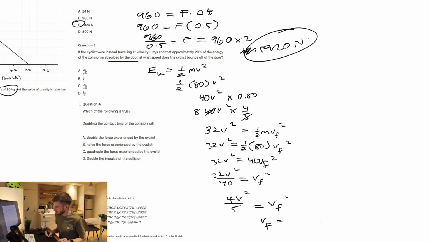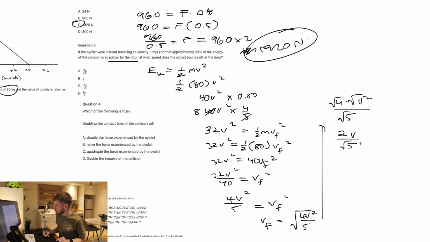And so vf, the final velocity, would be the square root of this, which would be the square root of 4v squared over 5. If we simplify that, we can go square root of 4, square root of v squared, all over the square root of 5, which gives us 2v over the square root of 5. And so the only option there is going to be A.